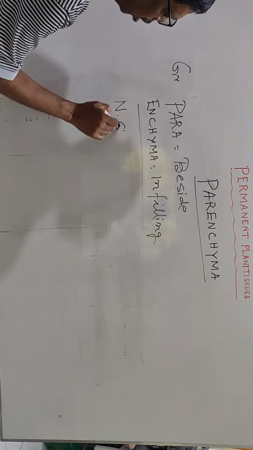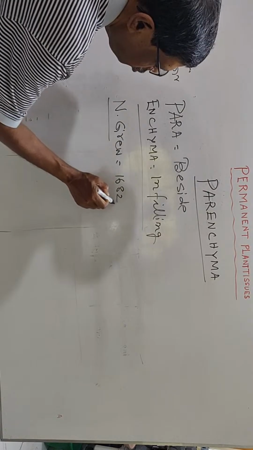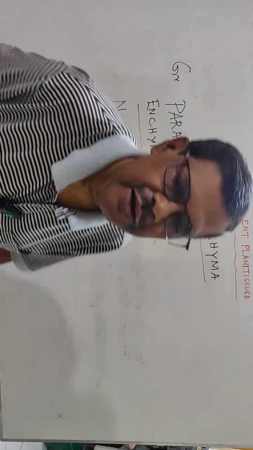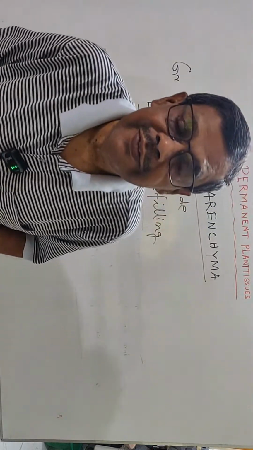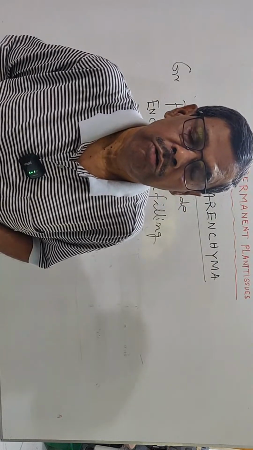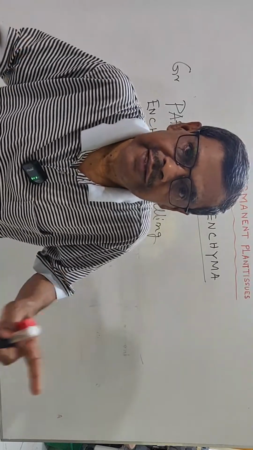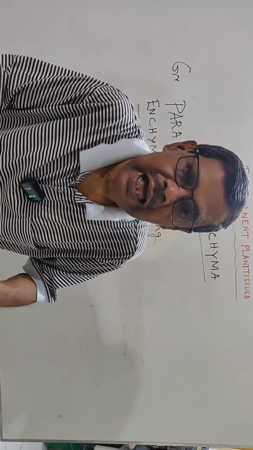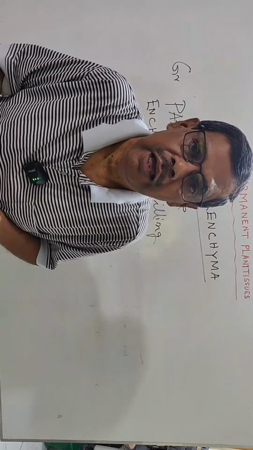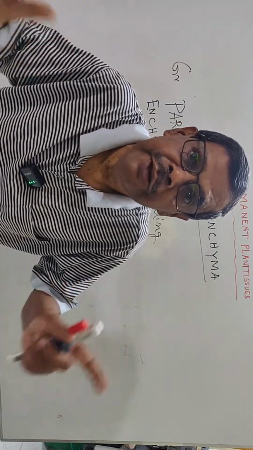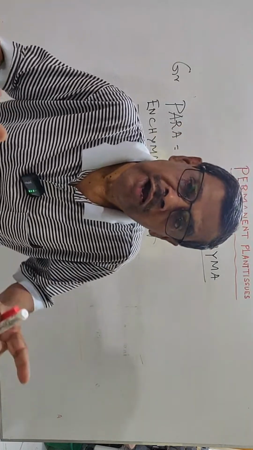Engrave, 1682, discovered the parenchyma cell. Beside, it may be called the packaging tissue. It may be called filler tissue. It fills the vacuoles, it fills the spaces in between two permanent tissues. So it is called filler tissue.